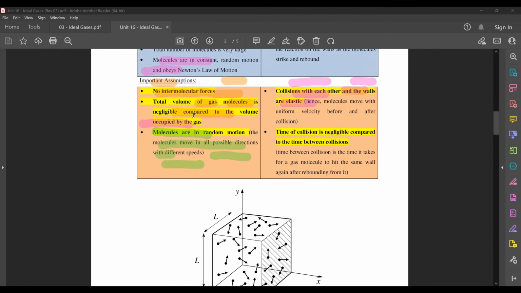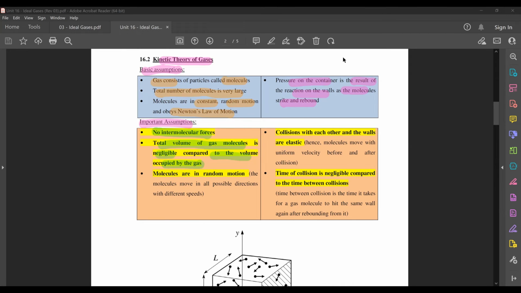So what do we mean by that is something like this. If you imagine that you have a container like this, and this one is your gas molecules, 1, 2, 3, 4, 5. If you were to add up the volume of the gas molecules themselves, you probably add up to about this size. This one is your volume of gas molecules.